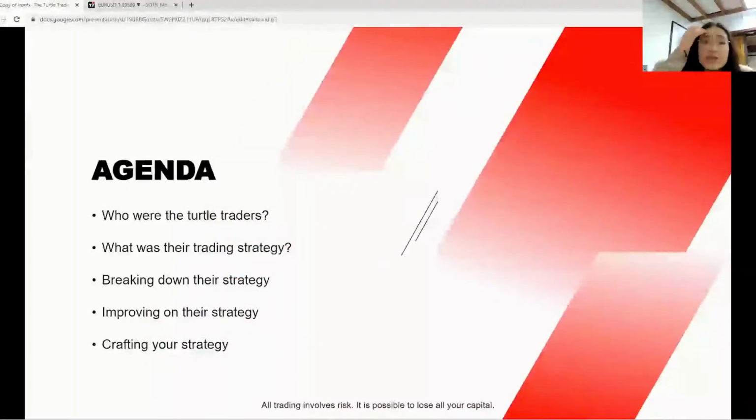Here's our agenda for today. Firstly, we're going to be talking about who exactly the turtle traders were, with some background on the turtle trading strategy. What exactly was this strategy? Then breaking down the strategy, how we can improve the strategy in today's day and age, and crafting your own strategy around the turtle trading strategy. Okay, let's go ahead and get started.